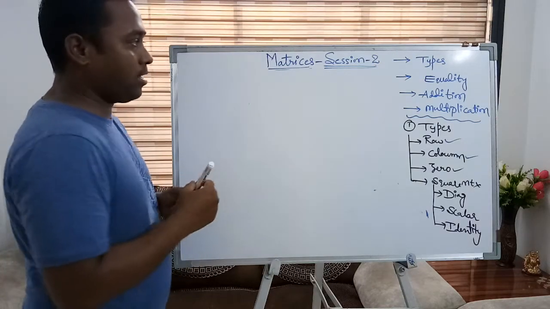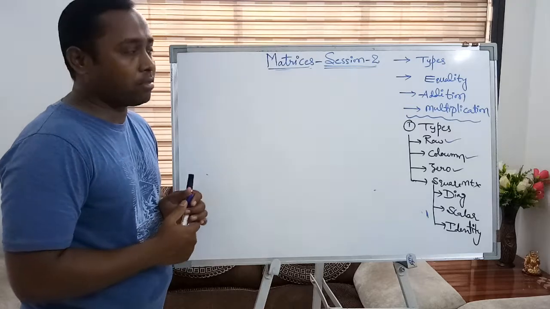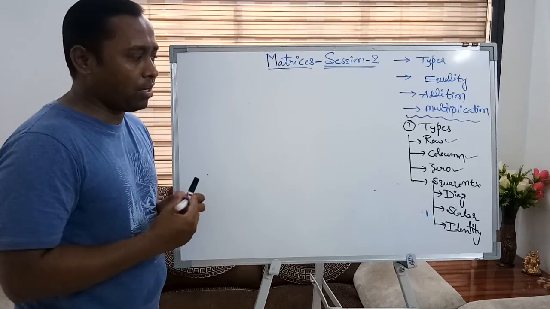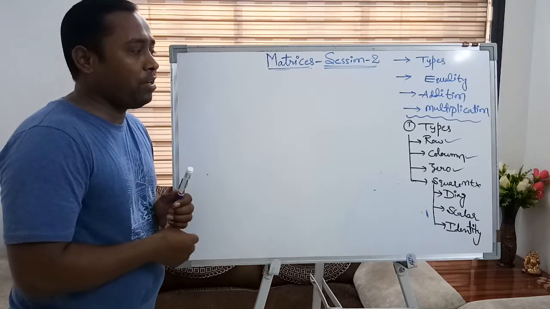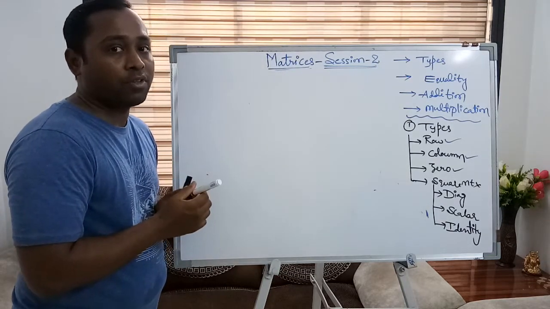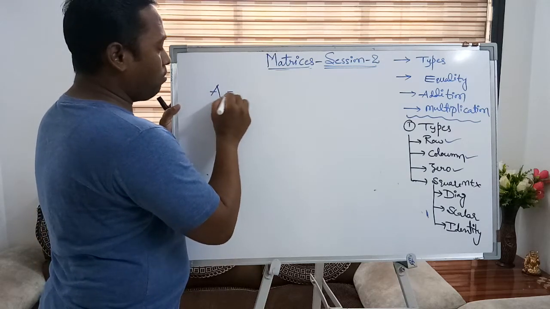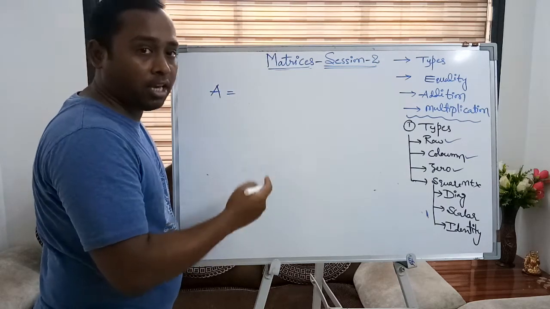Square means what? In a geometry sense, we can say all 4 sides are equal, all corner angles are 90 degrees. In the same way, when we speak of a square matrix, the name comes according to its shape only. Square means the number of rows and columns are equal.